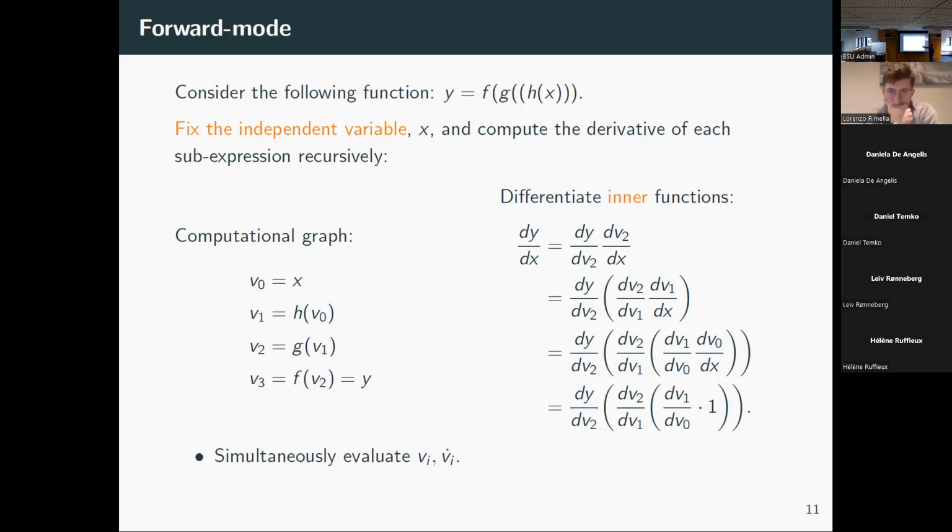We want to just expand. Basically we are just differentiating the inner function and expanding. What happens here is that you can simultaneously evaluate the computational graph, that is, you can populate the graph with values. At the same time, you can also populate your derivatives. So the thing to note here is that you can evaluate both these things simultaneously.